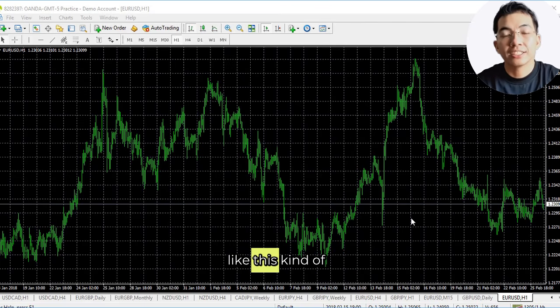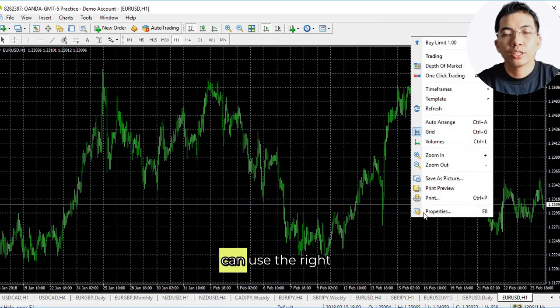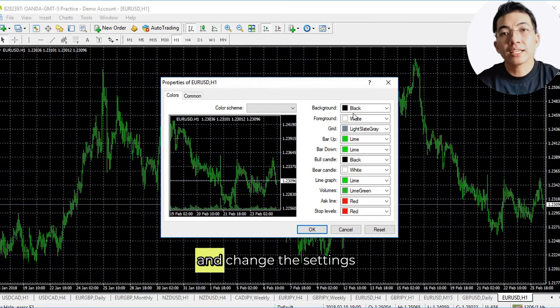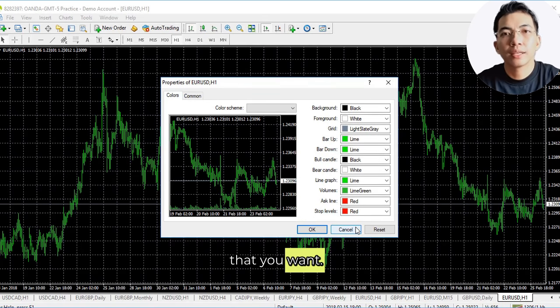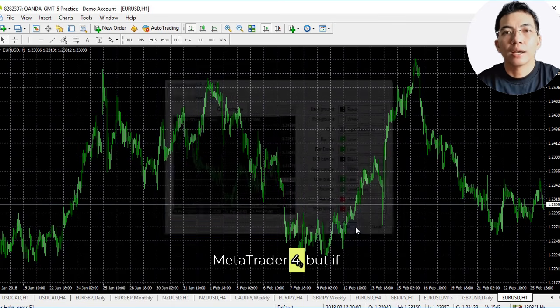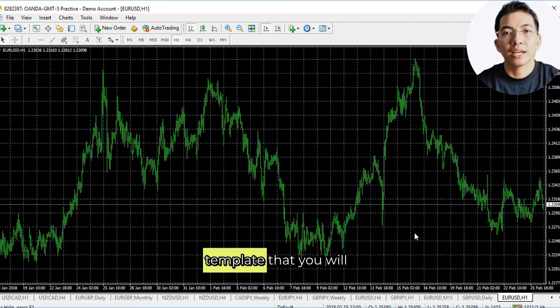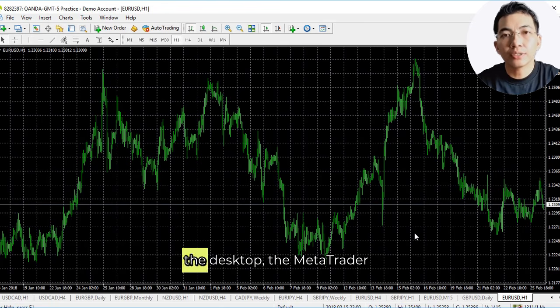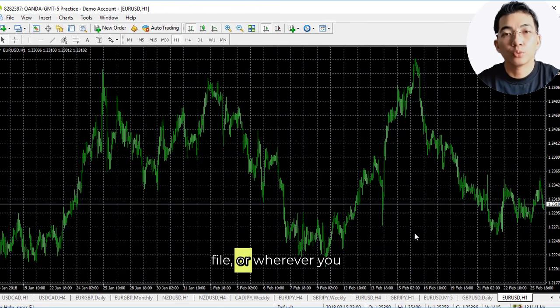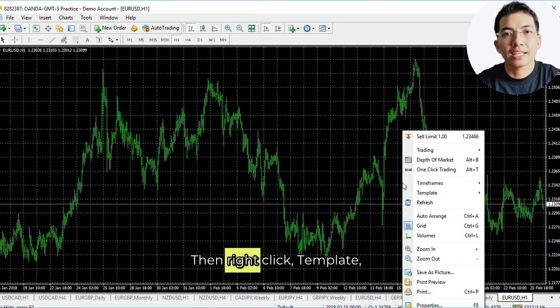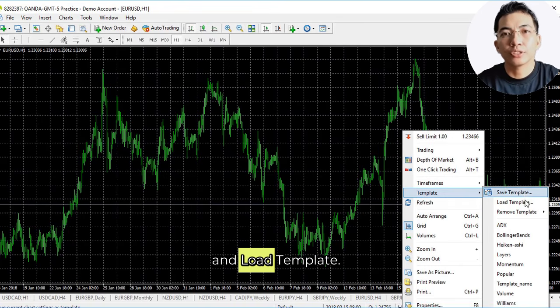So if you don't like this kind of template, the standard one, if you want to personalize the chart, you can use the right click and then properties and change the settings that you want. You can also apply the same settings that I have for my MetaTrader 4, but if you like my template, you have an easy way to upload it in a few seconds. First of all, you need to download the template that you will find in the resources for this lecture, then save it on the desktop, the MetaTrader file, or wherever you prefer, then right-click, template and load template.